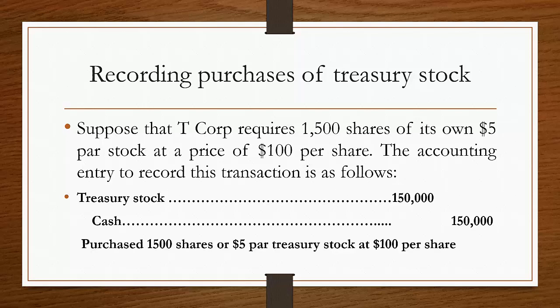How do we get this 150,000 amount? By simply multiplying shares of treasury stock multiplied by its purchase price.